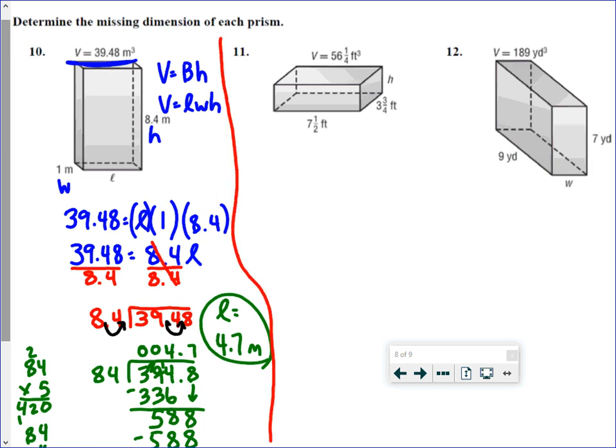So here they gave us the volume again, so we need to find the height. We're going to do length times width times height again, if you want to. Actually, we can just do base area times height, because they do give us the base. Our base area is equal to 7.5 times 3.75, or 3 3/4. So let's go ahead and figure that out. Our height we don't know. So 7.5 times 3.75.